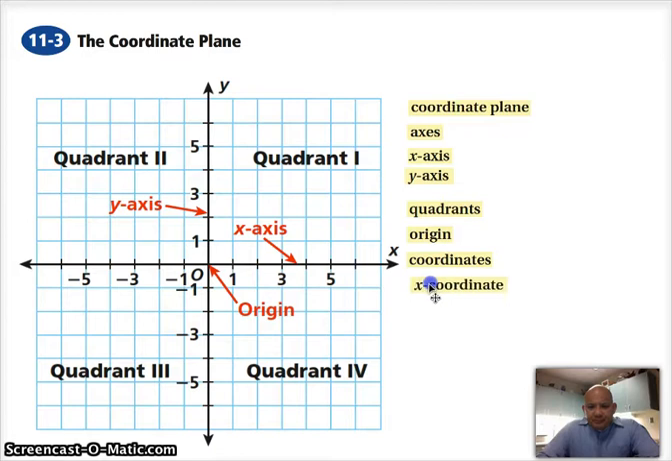X-coordinate. X-coordinate is the first coordinate in a pair of coordinates. And I'll show you that in the examples that we do. The x-coordinate is the first of the two coordinates that we write to indicate a location on this coordinate plane. The y-coordinate is a number. It's the second number used to identify a location somewhere on this coordinate plane. Let's go ahead and take a look at the examples so you understand a little more what we're doing here.